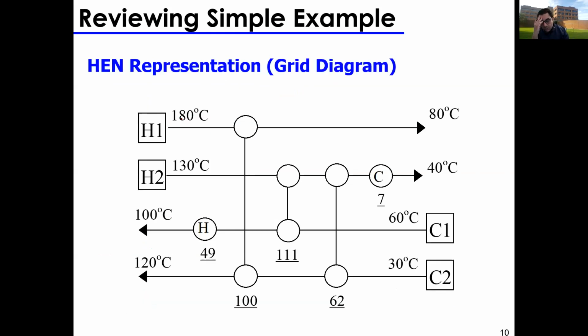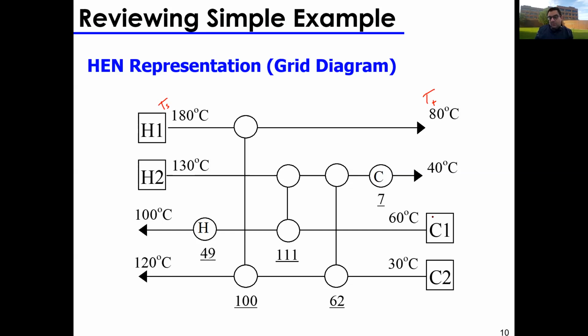So what's the first thing you notice about this? The first thing you notice is that I just have all my streams, my hot streams and my cold streams, drawn out horizontally. So I have my stream H1 and I just draw it out horizontally. I write my starting temperature here, which is my source, and I write my target temperature here for all of them. So H2, again, 130 to 40.